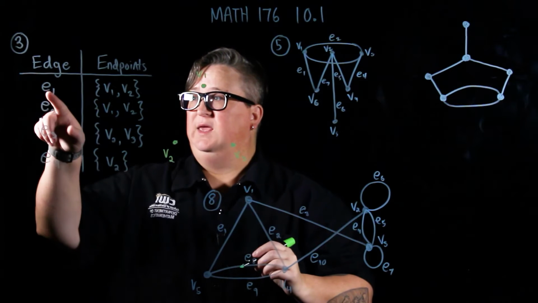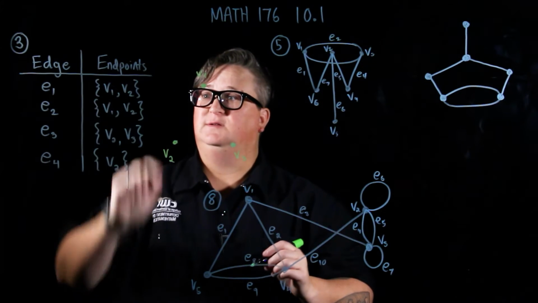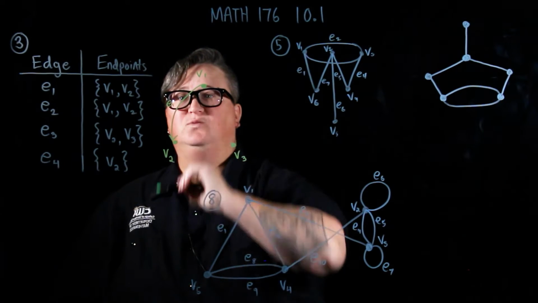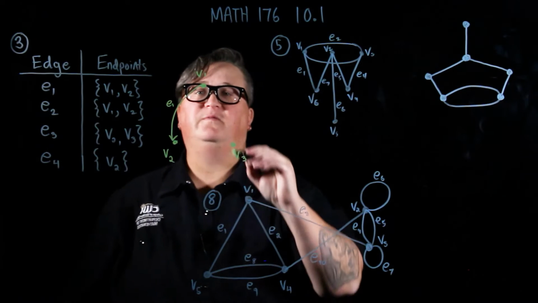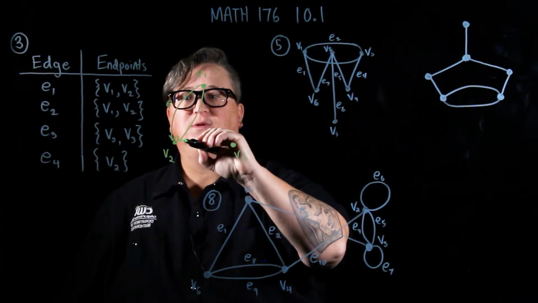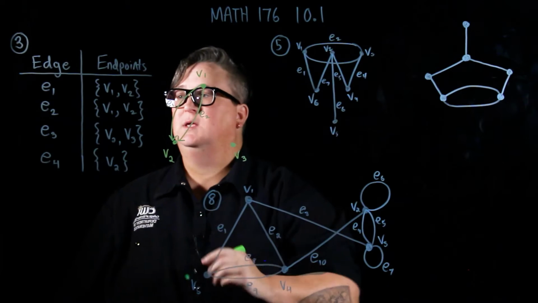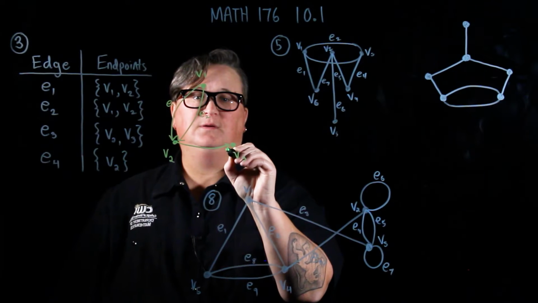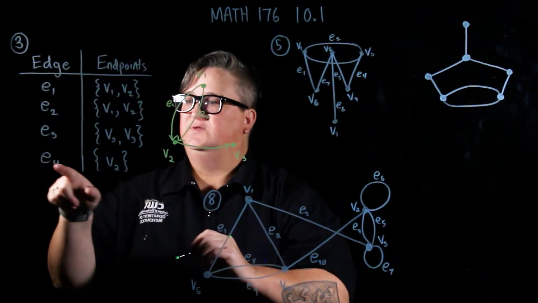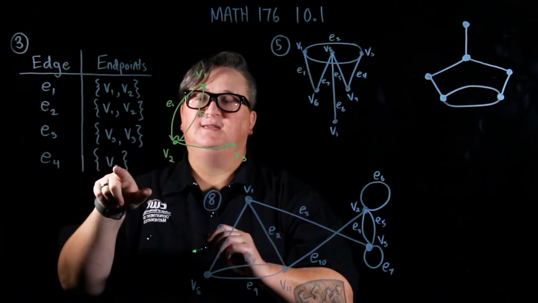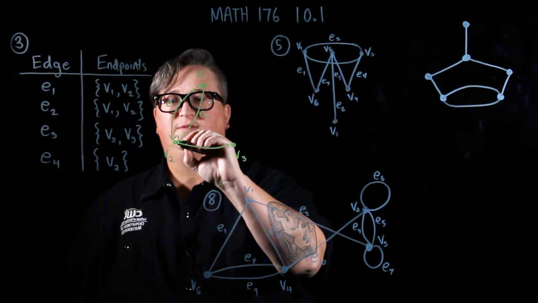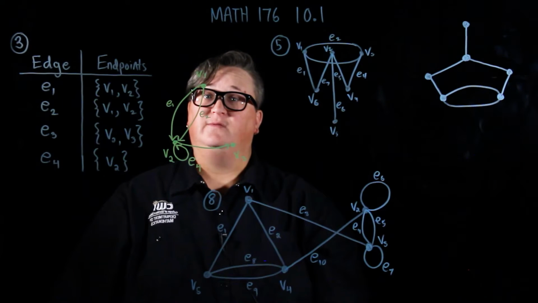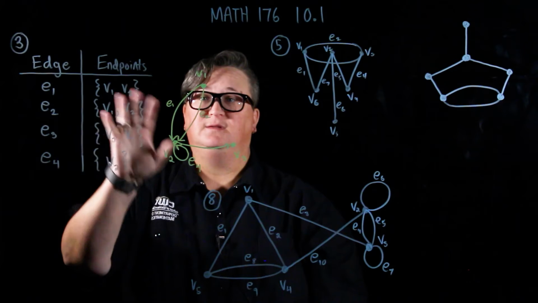And then I'm going to make edge 1 go from vertex 1 to vertex 2. And I'll label that edge 1. Edge 2 should also go from vertex 1 to vertex 2. And edge 3 should go from 2 to 3. And edge 4 starts and ends at vertex 2. So that's one of those loops. And that's all of it. Okay, so that's number 3.